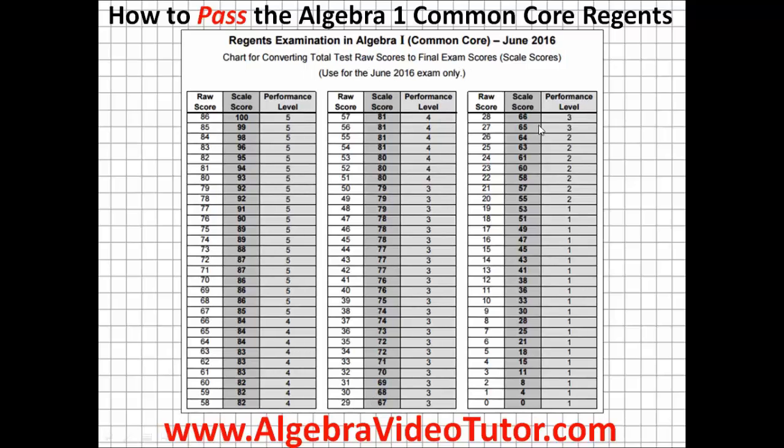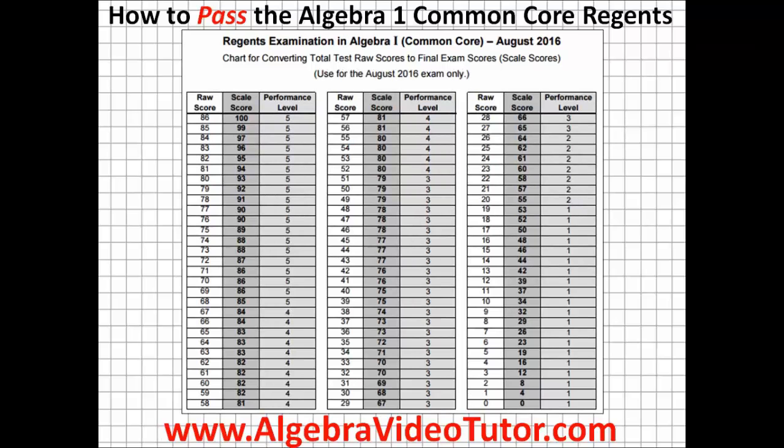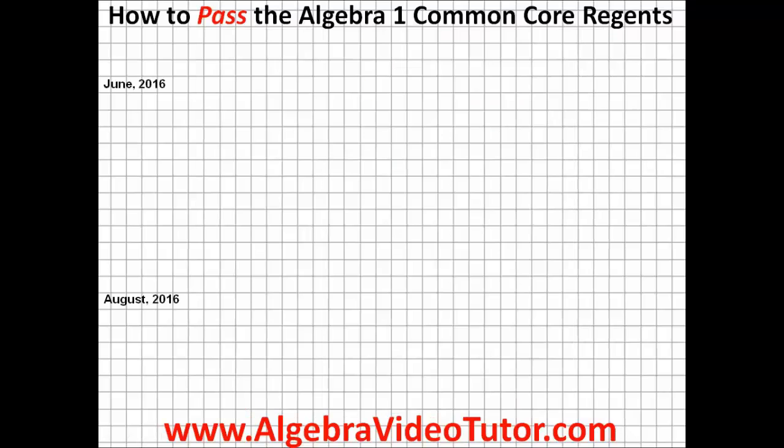Now on the June 2016 Algebra 1 Common Core Regents, to get a 65 is right over here. Oh, it looks like they lowered it to 27 points. So that means on June 2016, if you got 27 points, you would have gotten a 65. Then on the August 2016 Algebra 1 Regents, again, 27 points. So it looks like it's lower. But you know what? Even if it's 30 points, I'm going to show you how to pass the Algebra 1 Common Core Regents. So let's get started.